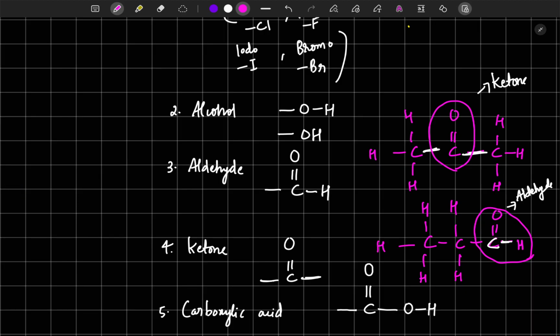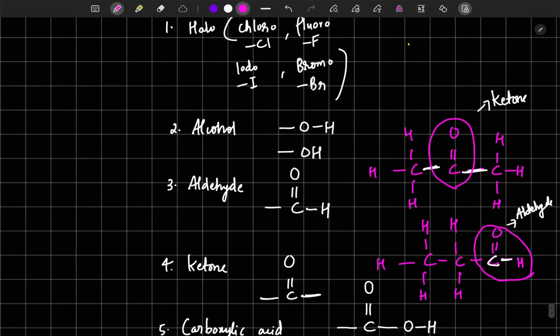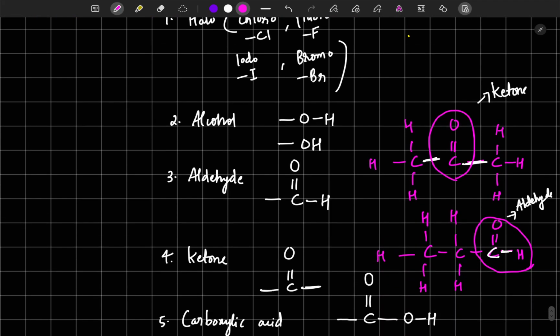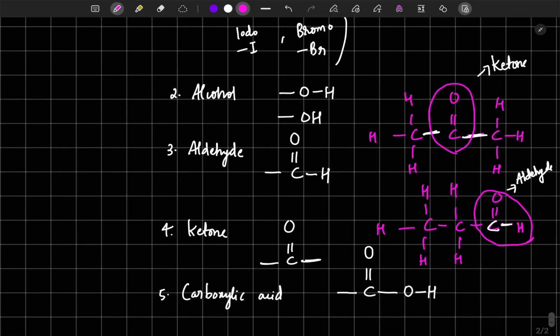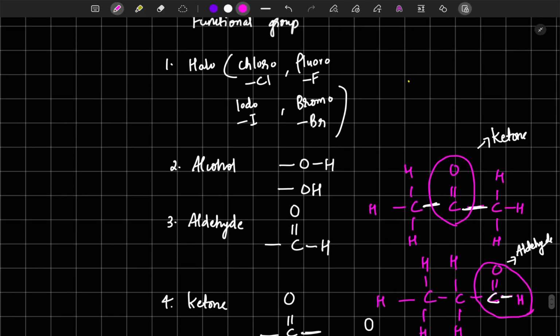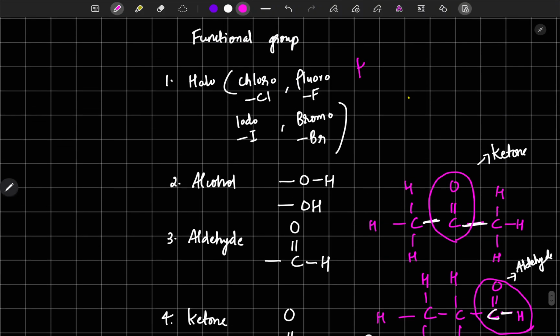If you have any further doubts, you just comment below. Don't forget, these are the important functional groups: halogen functional groups, alcohol, aldehyde, ketone, and carboxylic acid. The word halogen refers to group 17 elements in the periodic table. You can take the periodic table and look at the groups. Group 17 will be these halogens.